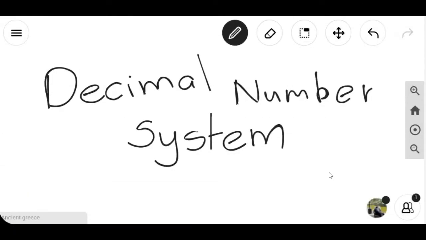So the decimal number system is what we use in our day-to-day lives. It contains 10 digits, 0 to 9, that make up all the numbers that we use to do maths.